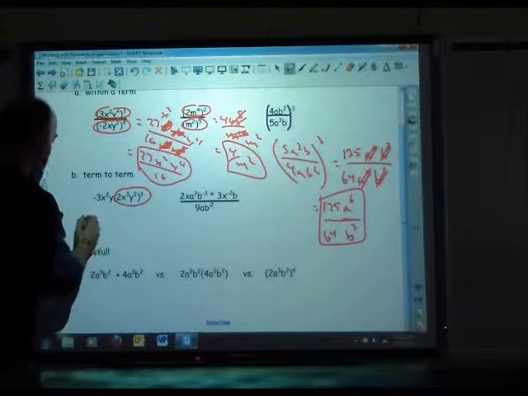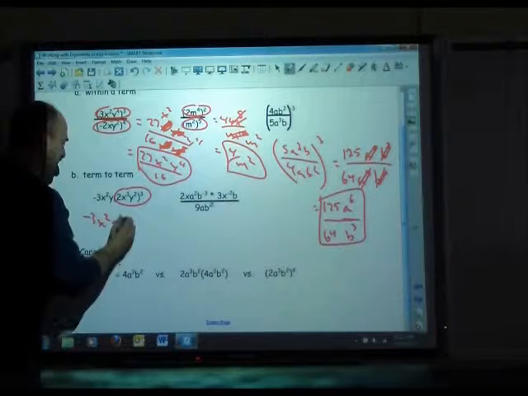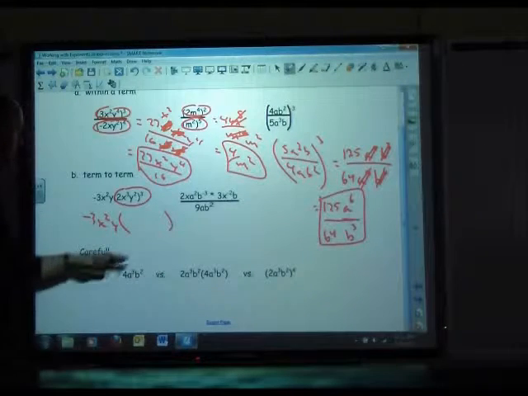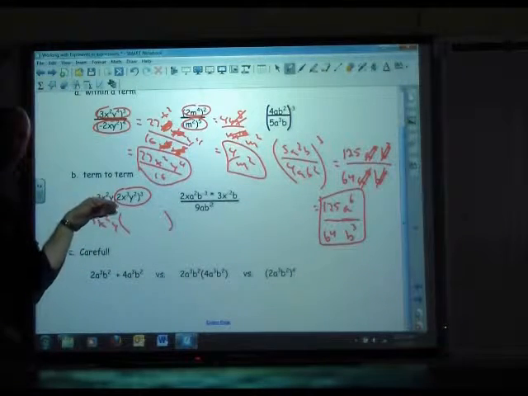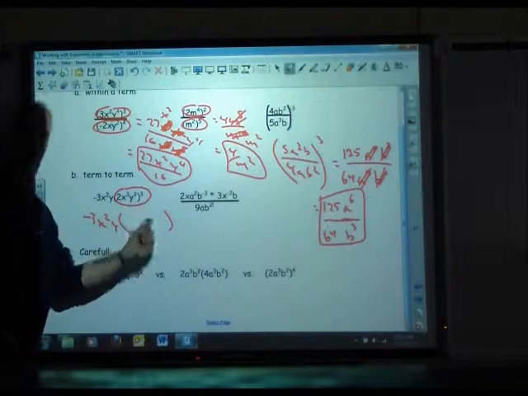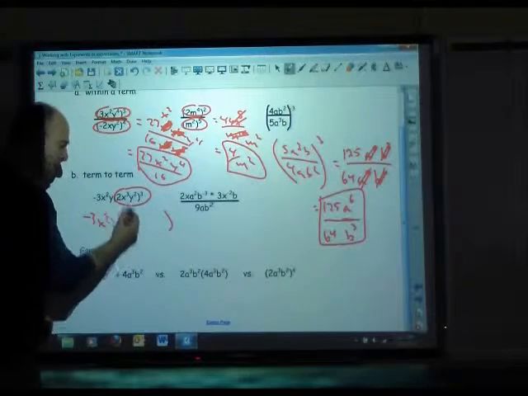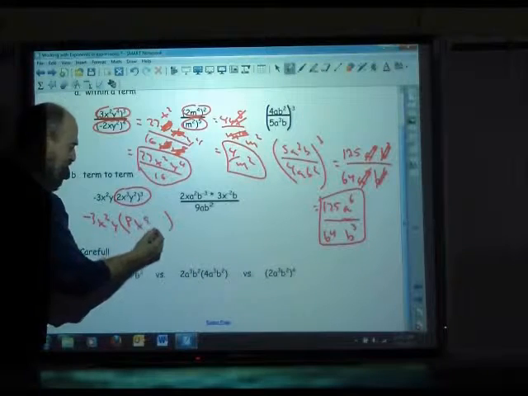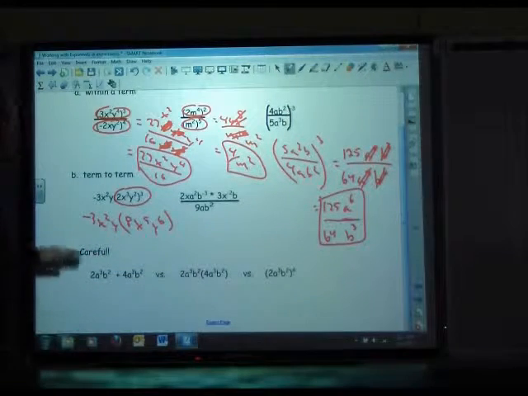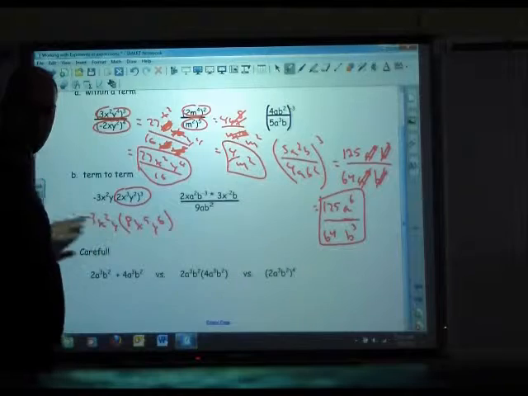So you need to bring this negative 30x squared y straight down, leave parentheses because this is going to get multiplied by this, but not until I raise the base. And so here we go. 2 cubed, 8. X to the 9th, y to the 6th. And now you're just multiplying straight across.